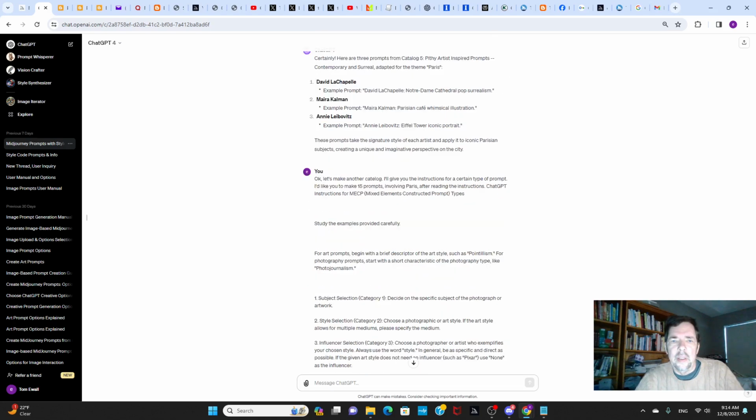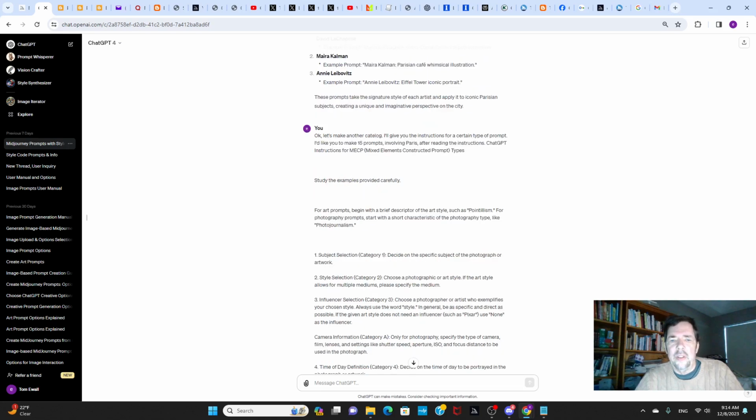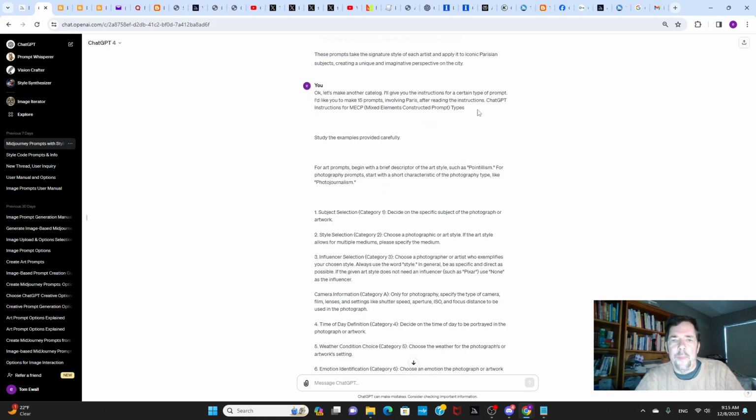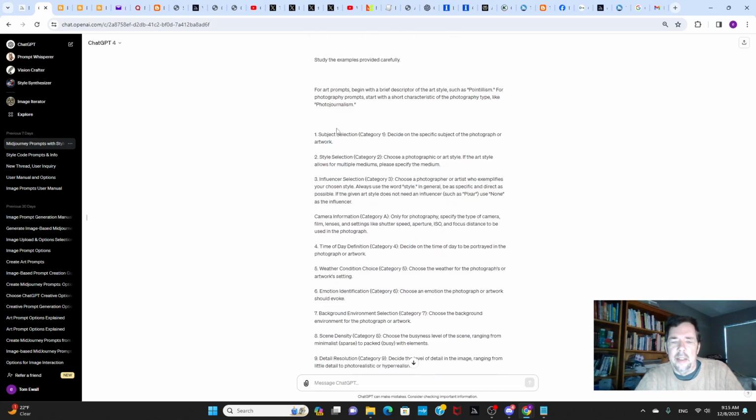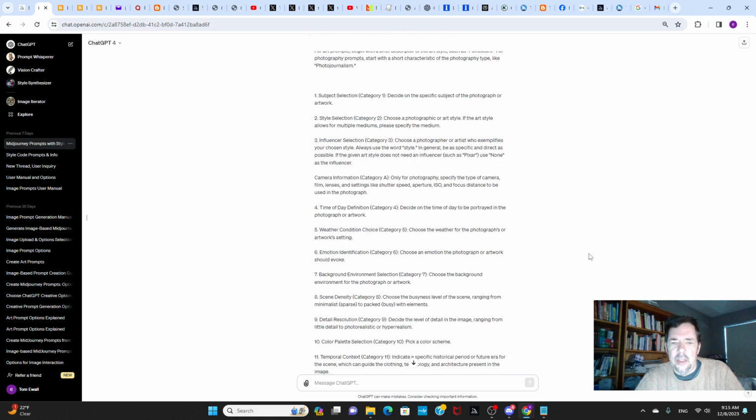Okay, so let's see. All right, so here I'm making the catalog. I've already put in the first, I think, 6 maybe catalogs. And so I said, this was the one that says MECP, which stands for Mixed Element Catalog, something, doesn't matter. Anyway, it's a template-based one. So mixed element constructed prompts, that's it. And so I asked it to make 15 prompts, which it did. And these are the instructions for how to do this sort of prompt.